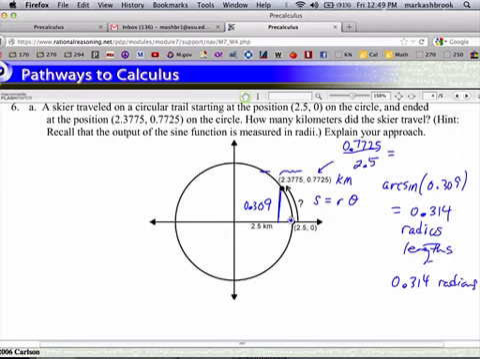So to get the distance in kilometers, if we've got 0.314 radius lengths there, how do you get the distance in kilometers? Yeah, so we want that. That's the fraction of a radius, so we take 2.5 times that. 0.785 kilometers. Awesome. Okay, how about part B?